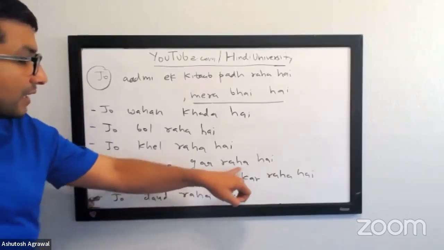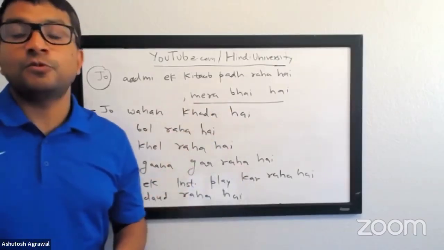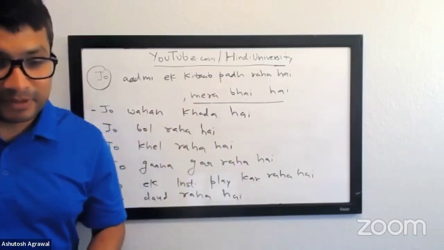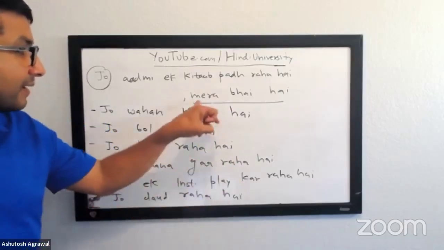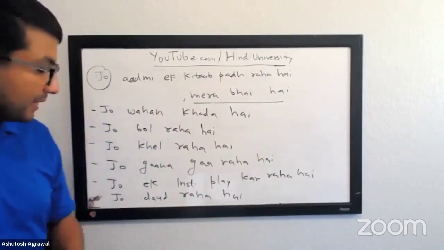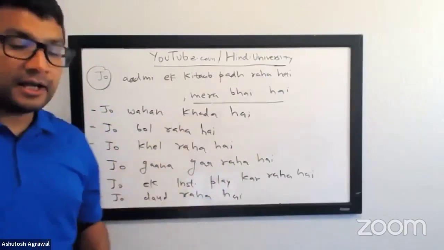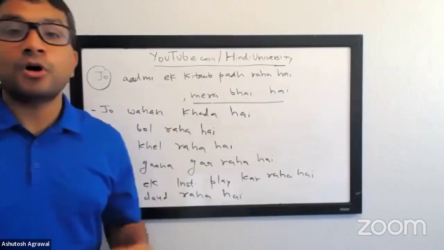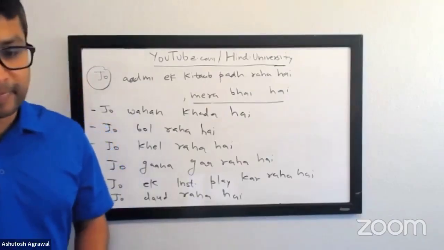Okay, आदमी जो गाना गा रहा है वो उसकी आवाज बहुत अच्छी है. आदमी जो एक इंस्ट्रूमेंट प्ले कर रहा है वो बहुत सारे इंस्ट्रूमेंट प्ले कर सकता है. ओके, आदमी जो दौड़ रहा है वो हर साल बहुत सारी मैराथन दौड़ता है.